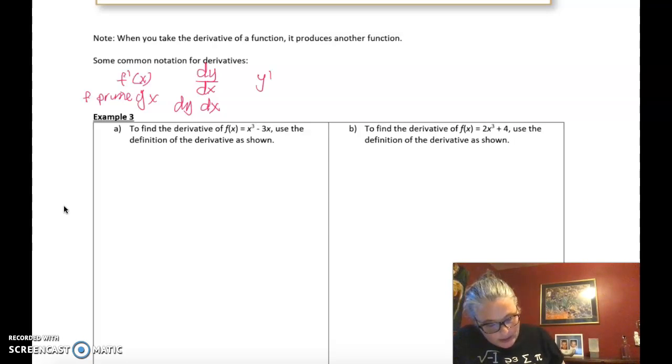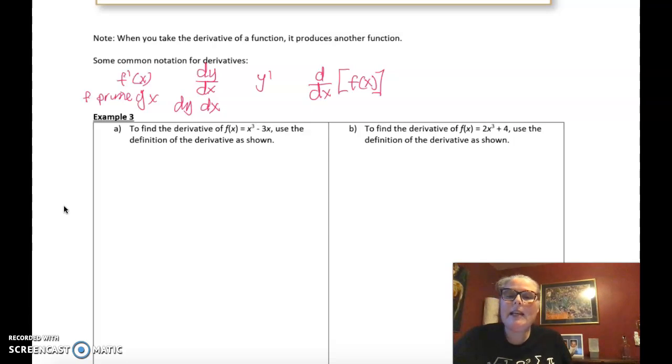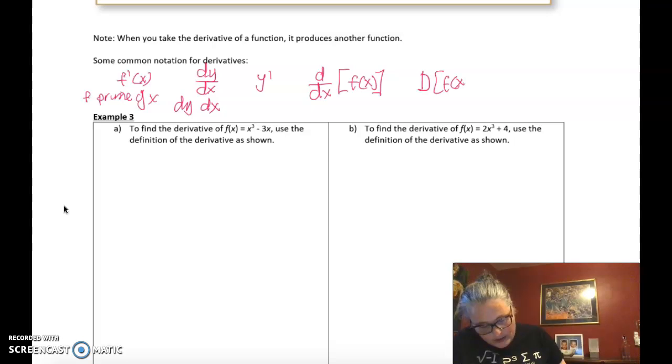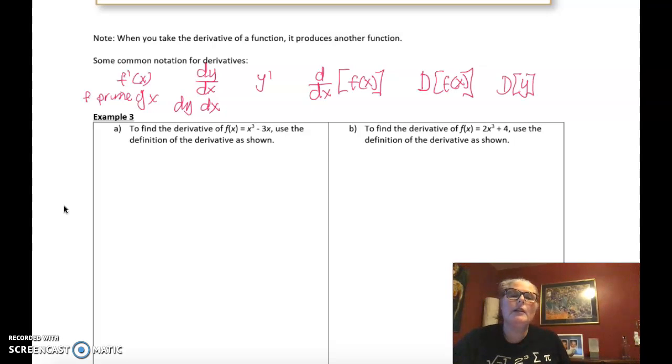There's a couple other ones, d dx of f of x. That means take the derivative with respect to x of the function f of x. Another one that's fairly common is capital D and then f of x as well. That means take the derivative of f of x. And sometimes I've seen this, not as common though. And if we come across new ones, we can add to it.